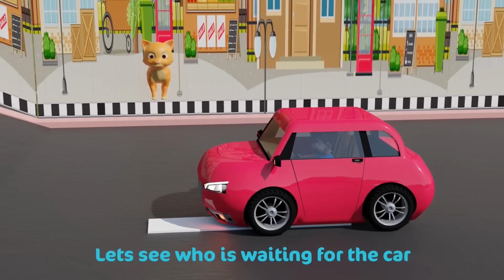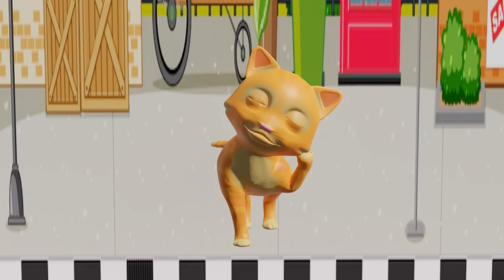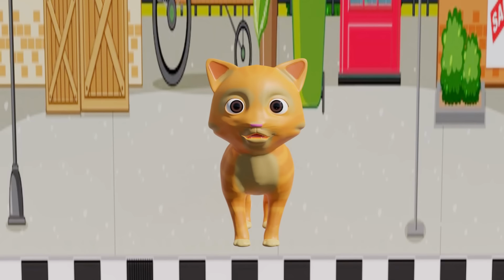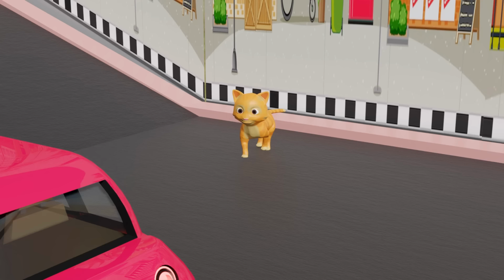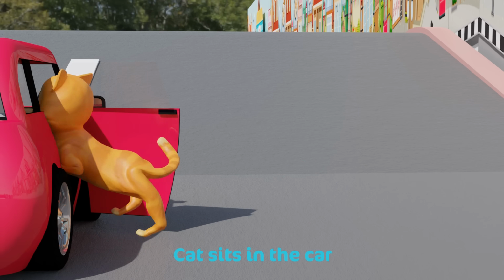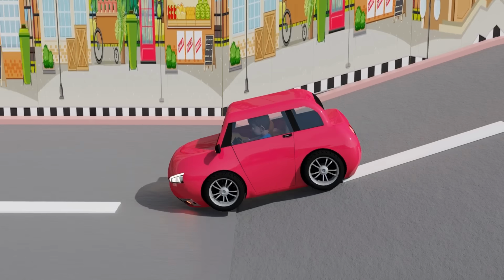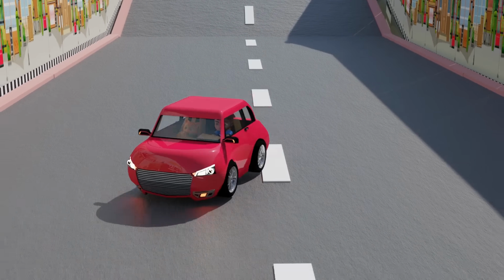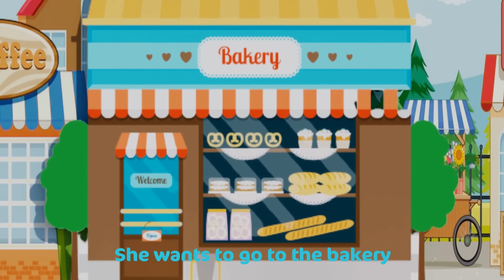Let's see who is waiting for the car. It's the cat. Cat starts with the letter C. Cat sits in the car. Where does the cat wants to go? She wants to go to the bakery.